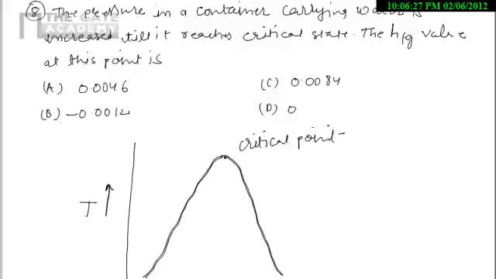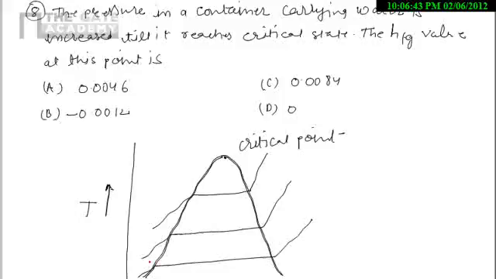So now if the pressure in a container is increased, I am just showing the pressure lines here. This is a constant pressure line. This one is increasing pressure. The pressure is increasing, and here if you see it is like that.